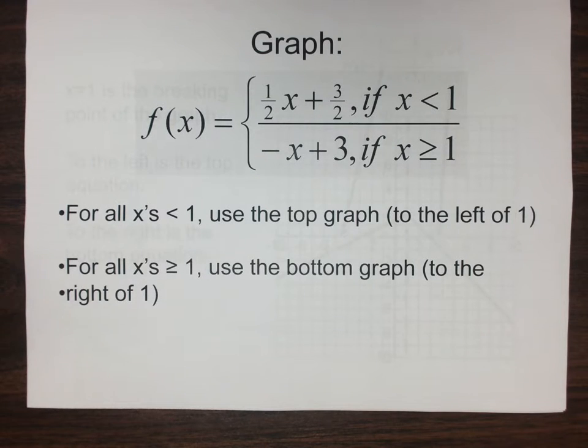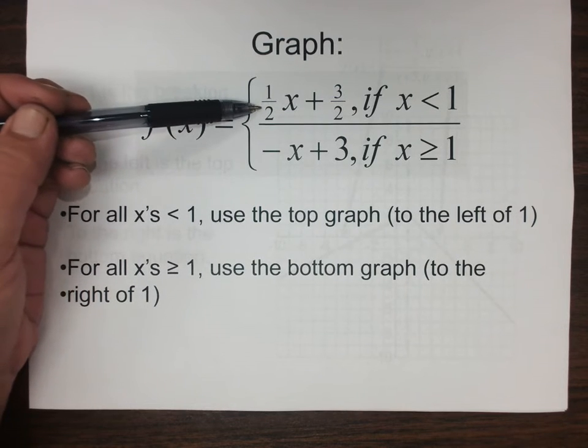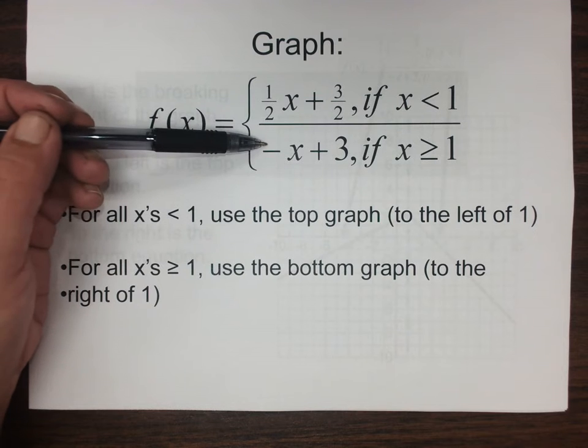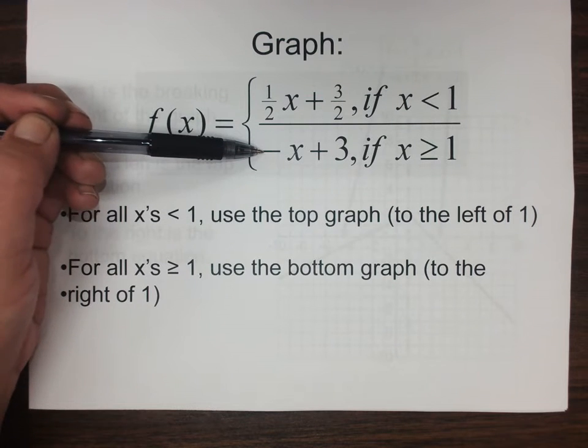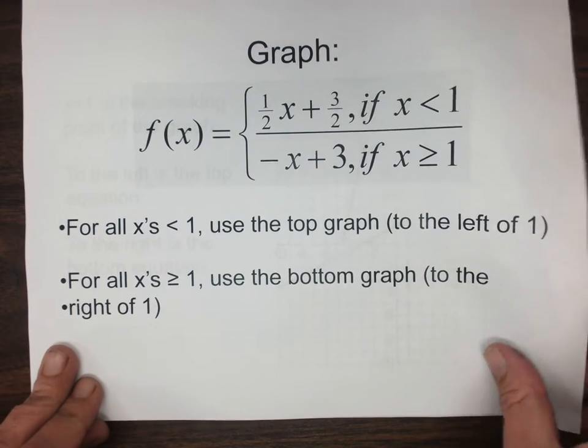If we want to then think about what the graph of these looks like, this is the rule they've given us. When everything is less than 1, this equation here is what we'll graph. And when it's greater than or equal to 1, then we use this function to draw the graph. Let's look at that on the next slide.